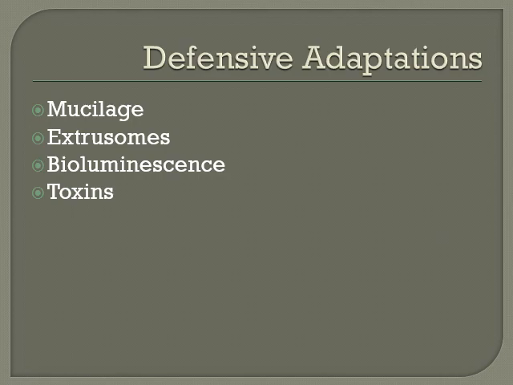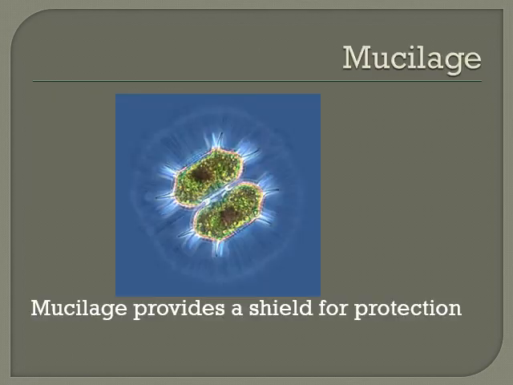You can have lots of different types of defensive adaptations. Protists defend themselves through either mucilage, extrasomes, bioluminescence, or toxins. First off, you've got mucilage, mucilaginous protection. There is a shield around the cell that acts almost like an extra membrane layer. It protects the cell from being dissolved or from being broken apart. Further, mucilage can hold 2 cells together for mutual protection, like glycocalyx, just saying.